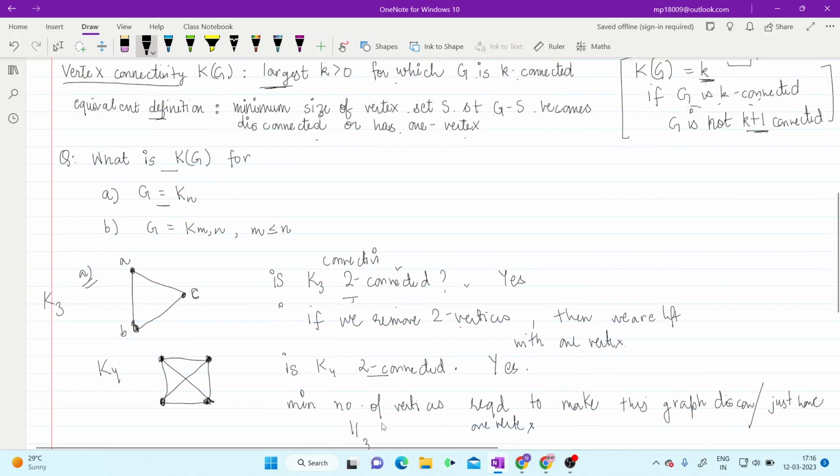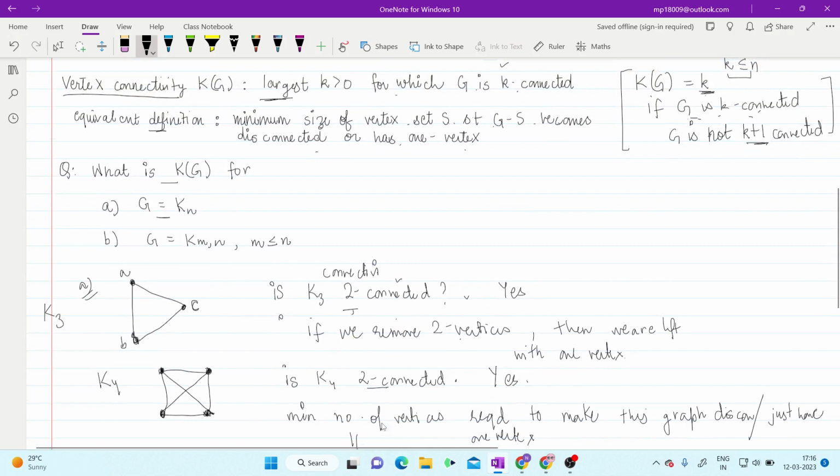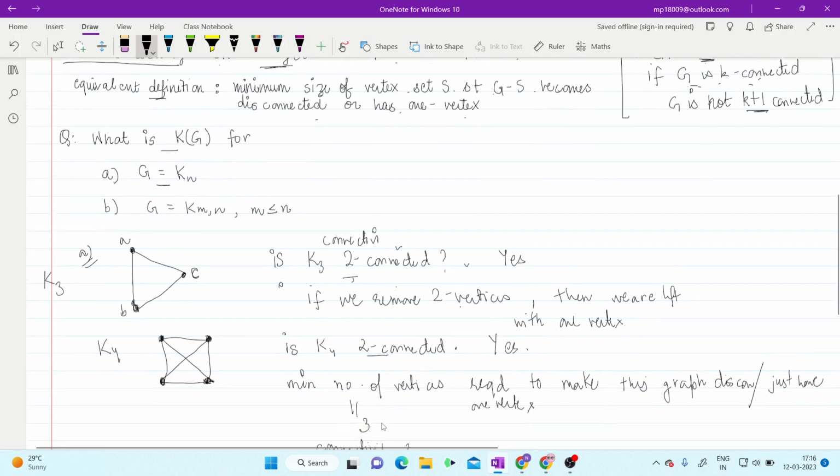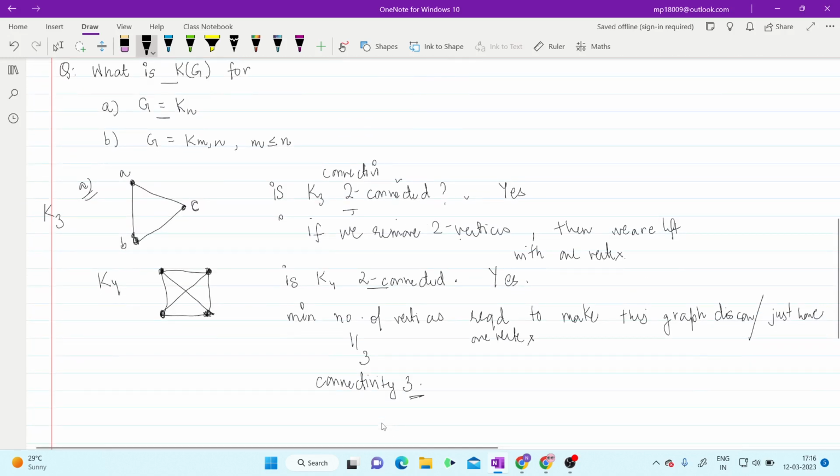So there are two definitions of connectivity. The first definition is that it is the largest k for which G is k connected, and both are equivalent definitions. The second is the minimum number of vertices required to make the graph disconnected or just have one vertex. In K4, that number is 3, because it is a complete graph.